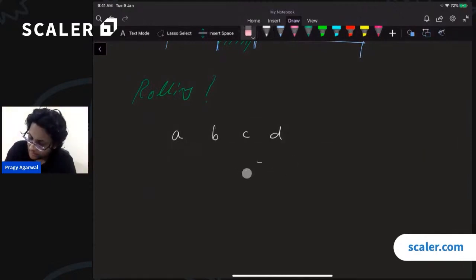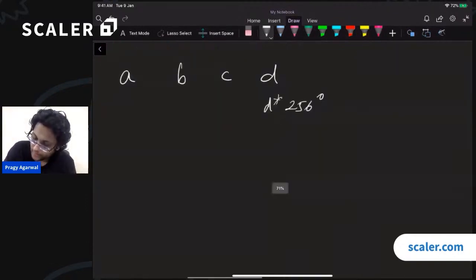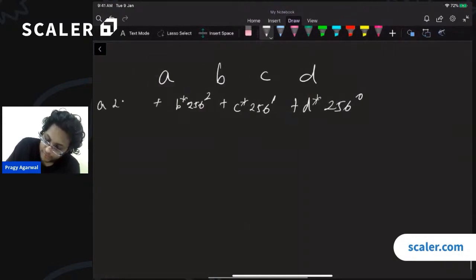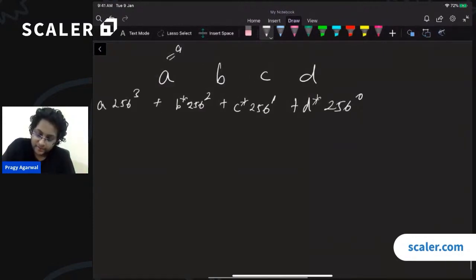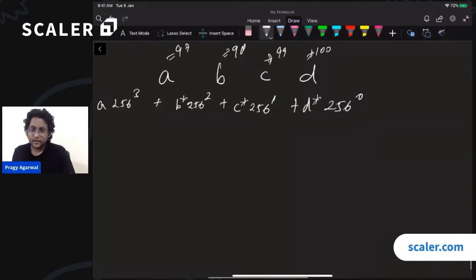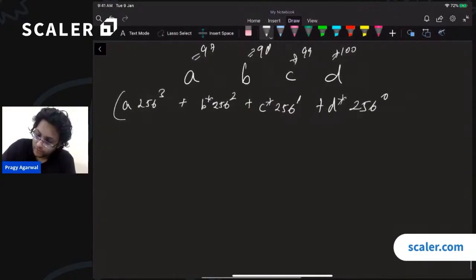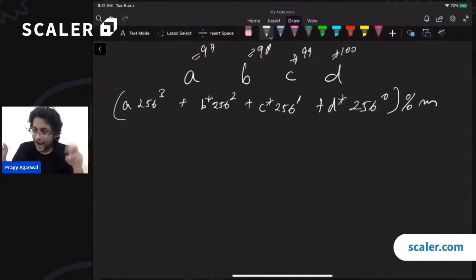So let me just rewrite this. This is just D times 256 to the power 0 plus C times 256 to the power 1 plus B times 256 to the power 2 plus A times 256 to the power 3, where A equals 97, B equals 98, C equals 99, and D equals 100. So this will be my actual encoding, and I will also mod this with some value, let us say M. Okay, this is the Rabin-Karp hash function.